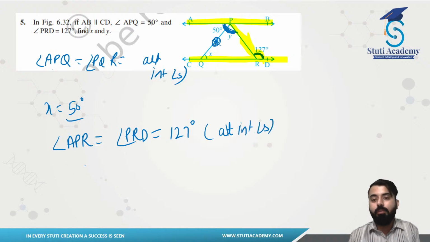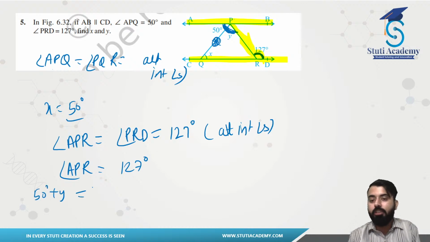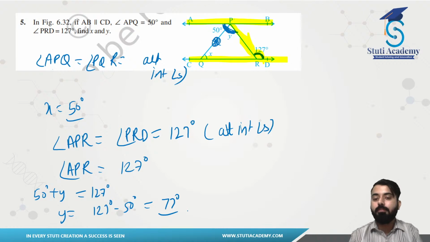But here you know angle APR will be 127 degrees, but that is made up of 50 degrees and a Y, so that should be equal to 127 degrees. So Y will be what? 127 degrees minus 50 degrees, so you see this will be 77 degrees, right?